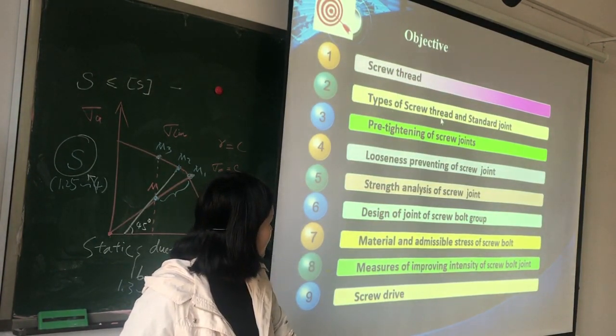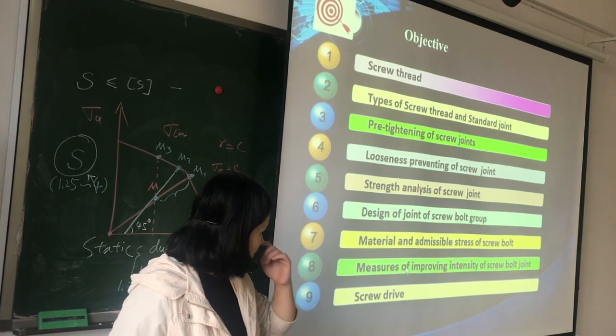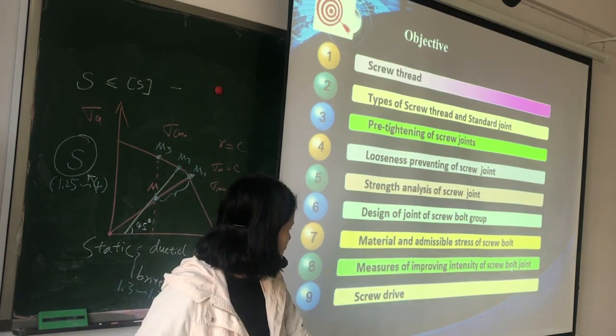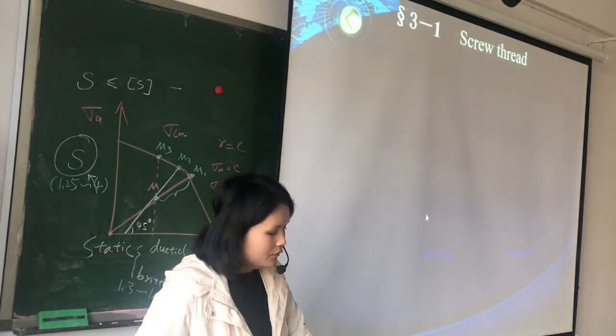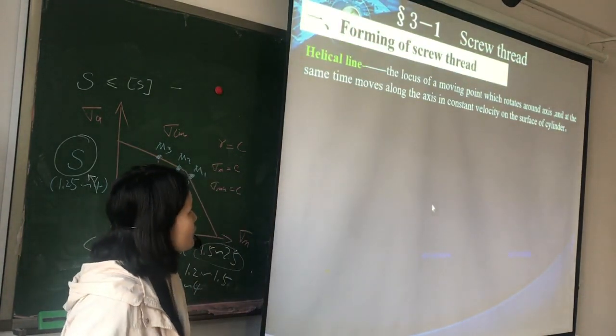Types of screw thread and standard joint, tightening of screw joints and loosening, preventing loosening of screw joints, strength analysis and design of joints, and materials and measures to improve the strength of screw bolt joints and screw drives. First, the forming of screw thread.